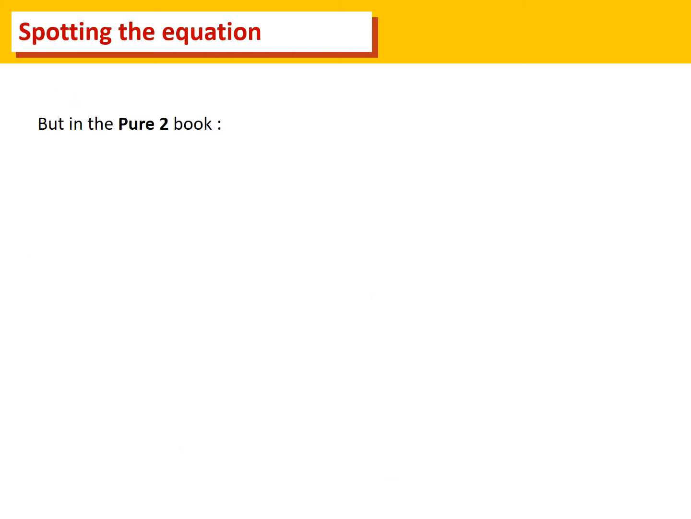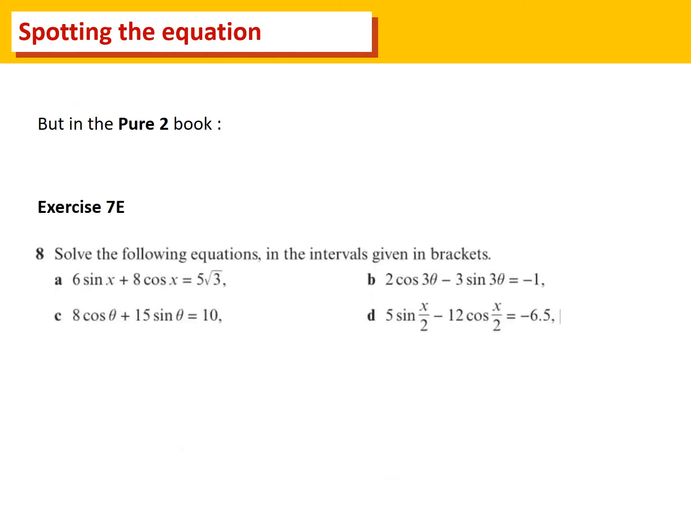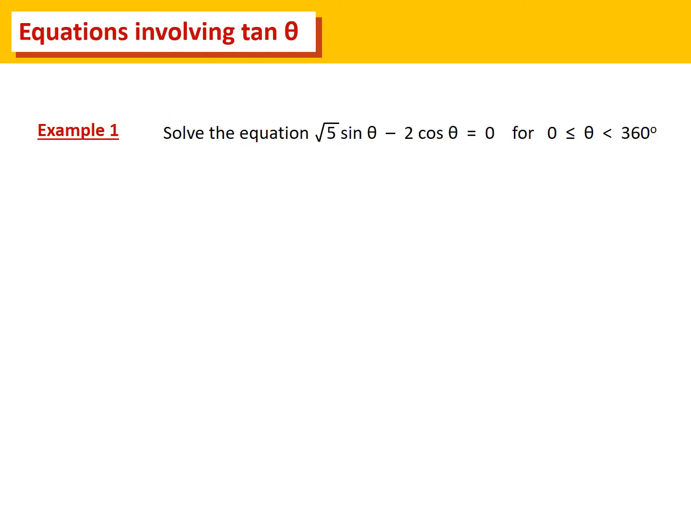What I do mean by a constant occurs in the Pure 2 book. We have a look at this question with sine and cos in, which looks very similar to the previous ones, but what I mean by a constant, there it is, separate from the sine and cos term. So we're looking at ones with the sine and cos term, but no constant. So here's an example.